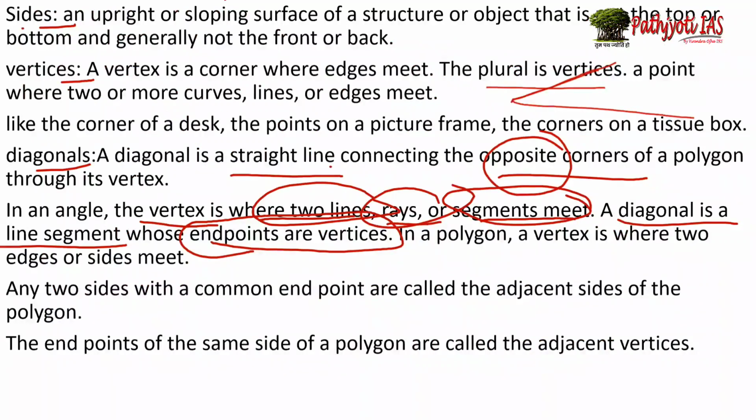साइड्स क्या होता है. This one, this is the definition of a side, which is an upright and a sloping surface of a structure or an object, ठीक है, that is not टॉप और बॉटम और जनरली द फ्रंट और बैक. ठीक है, एक स्ट्रक्चर का स्लोपिंग और अपराइट सरफेस जो कि उनका साइड होता है. उसका फ्रंट और बैक एज़ सच नहीं है, आप लोग फ्रंट और बैक को फ्रंट और बैक ही बोलिए. साइड्स आर बेसिकली द स्लोपिंग और द अपराइट स्ट्रक्चर्स in that particular figure.